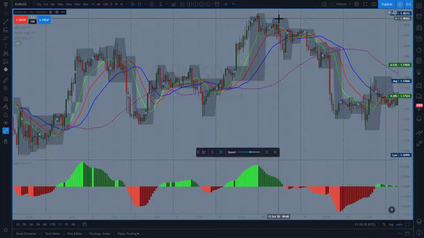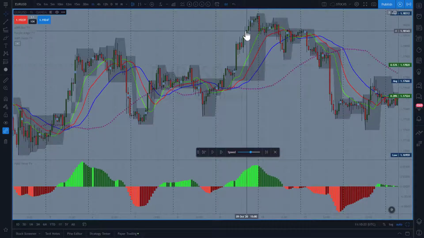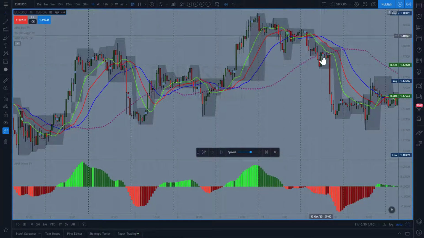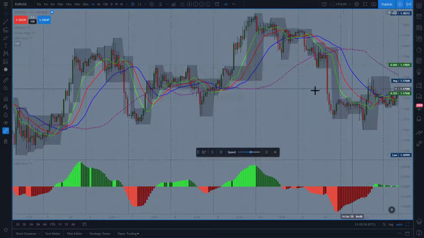And which is why 12th of October is not in my list. I have the 11th of October. Not the 11th of October, sorry. The 9th of October. And I have the 13th. I have the 13th setup 2. I have the 14th.